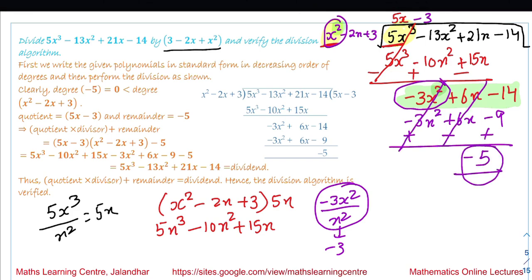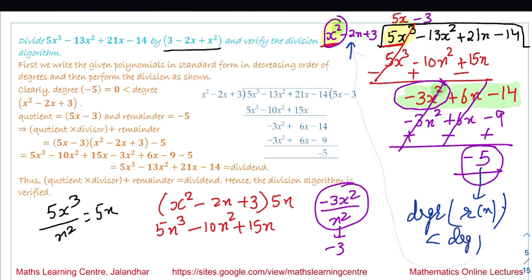Now look at the remainder over here. This is the remainder r(x). We are saying the degree of r(x) is now less than the degree of this polynomial. So we stop our process over here.